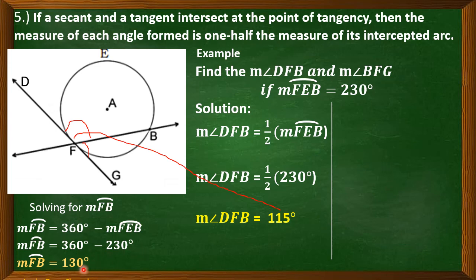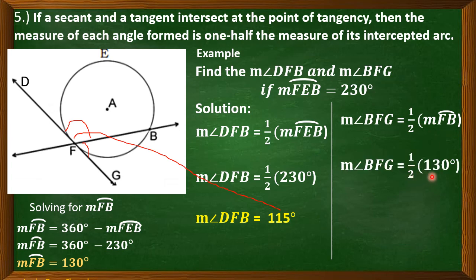So we can make use of this value to solve for the measurement of angle BFG. So measure of angle BFG is 1/2 the measure of arc FB. So our arc FB is 130 degrees and half of 130 degrees is 65 degrees. So meaning to say the measurement of this angle here, BFG, is equal to 65 degrees.